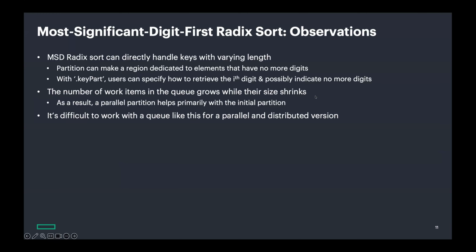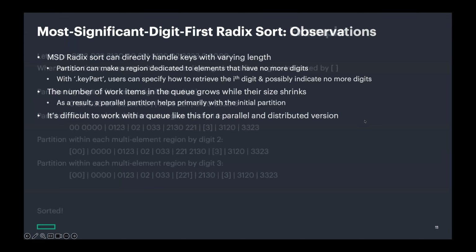Another thing that's really important to understand about MSD radix sort is that the number of work items in the queue grows as the algorithm proceeds. So it started with 1, and then we're going to have potentially basically an exponential growth in it for a little while. It's bounded, but it's going to grow rapidly, and each of those work items is shrinking. So this sort of queue situation is difficult to work with in parallel and distributed memory.